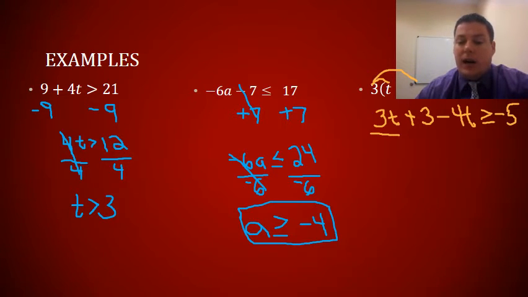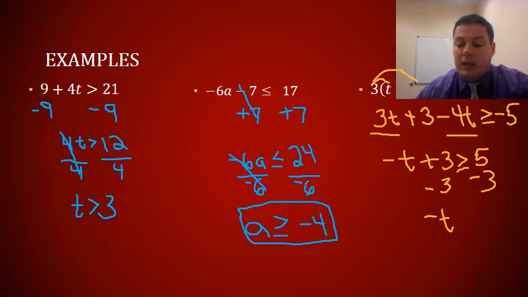Now I want to combine like terms. So as you can see, I have a positive 3t and a minus 4t. So that gives me a minus 1t or just a minus t. Bring down the rest, plus 3 greater than or equal to negative 5. Now I want to undo the addition and subtraction. I'm going to subtract both sides by 3. So now I have negative t greater than or equal to negative 5 minus 3, which gives me negative 8.